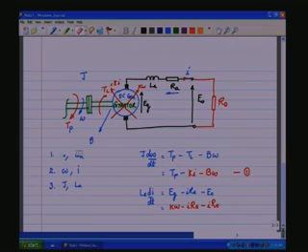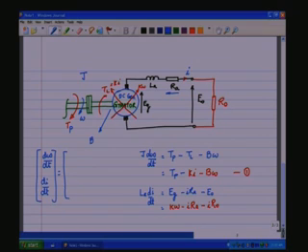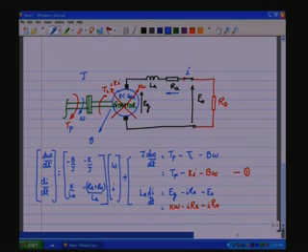Now, this would give the state equation, which we shall write as d omega by dt and di by dt, equal to the matrix with entries minus b by J, minus k by J, k by LA, and minus (RA plus R naught) by LA, multiplying omega and i, plus 1 by J, 0, multiplying Tp.